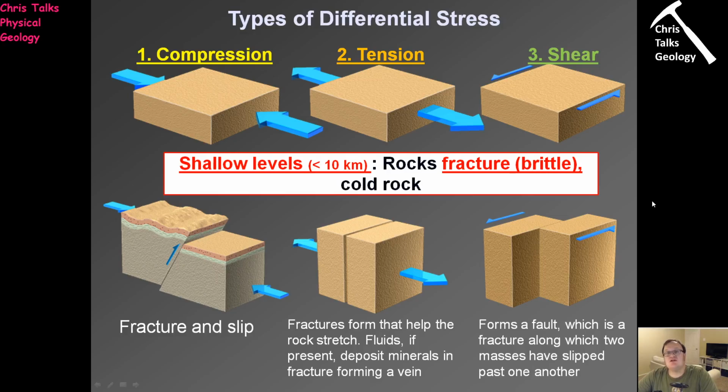So when it comes down to it, brittle deformation will result in our rock fracturing, and if conditions are correct, it will also cause pieces of rock to move relative to each other. That process of moving relative to each other is referred to as slip.